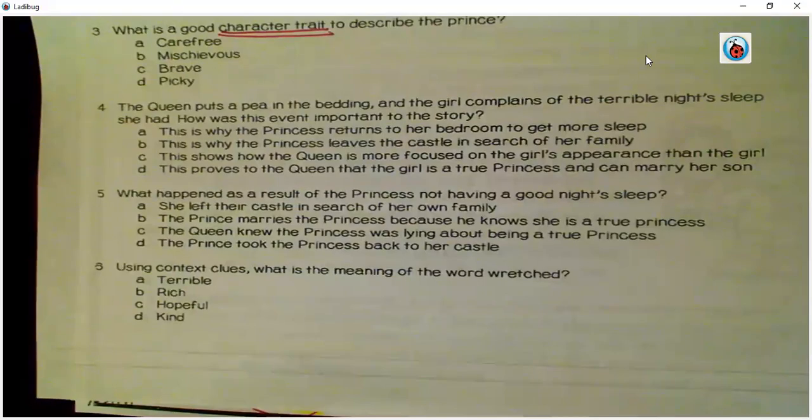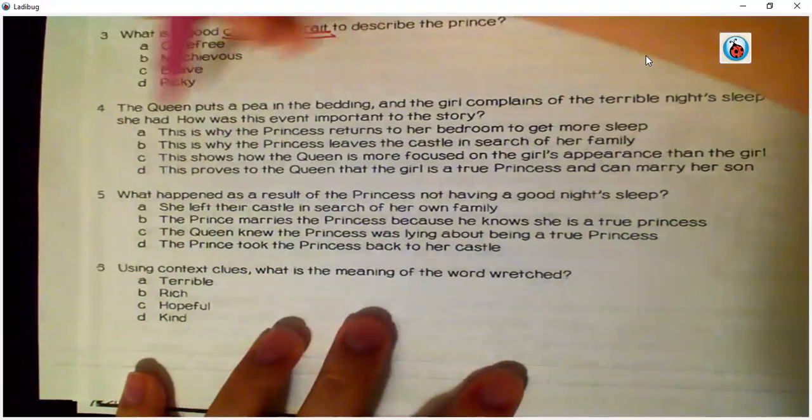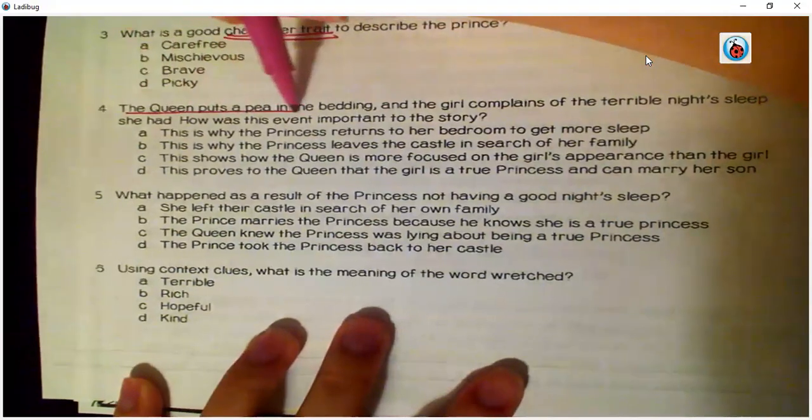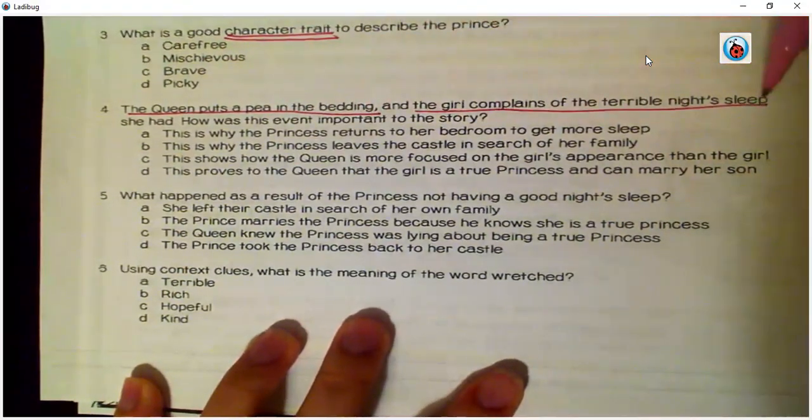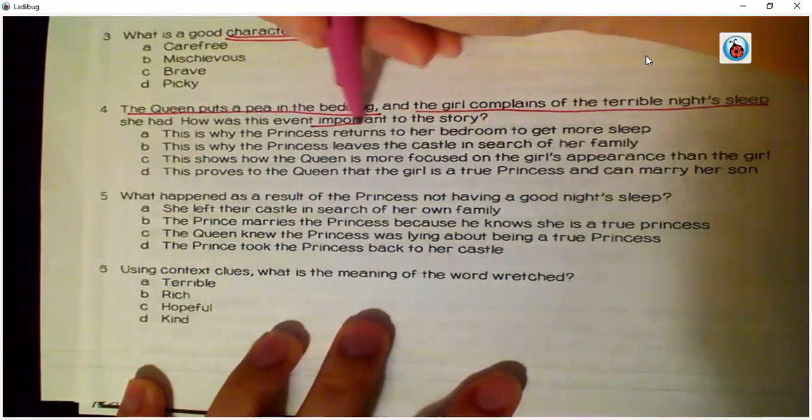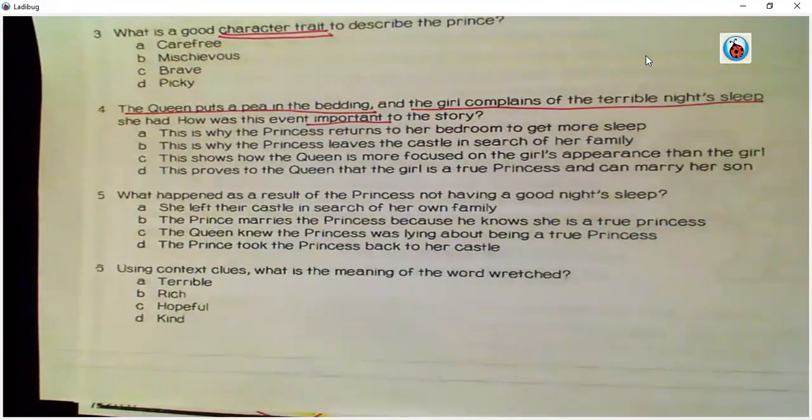All right, let's look at question 4. The queen puts a pea in the bedding and the girl complains of the terrible night's sleep she had. How was this event important to the story? So let's look at our choices here. So we are being asked about the queen putting a pea in the bedding, and that the girl complains of a terrible night's sleep, and how it's important to the story.